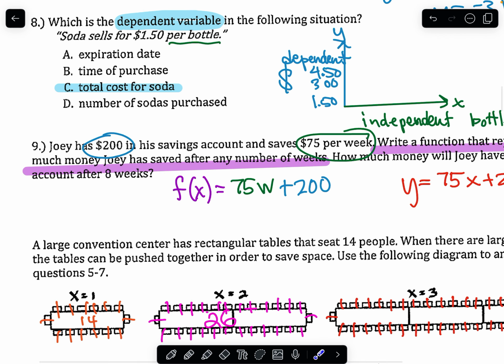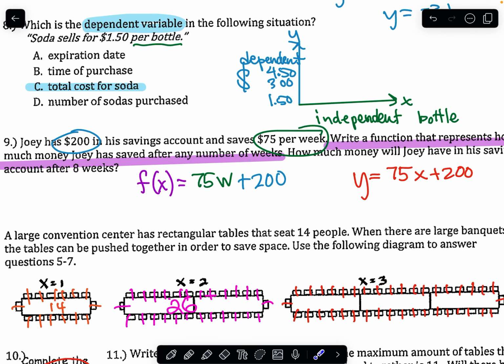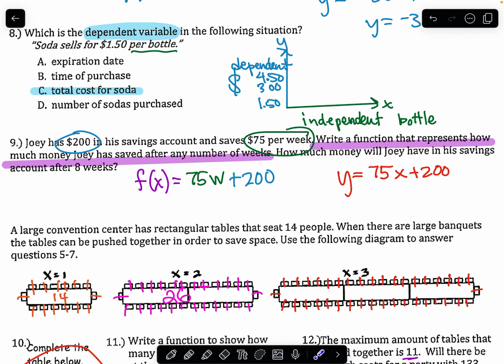On number 9, we're writing a function for Joey in his savings account. He has $200 and he's saving $75 per week. Now, we've been doing a lot of these functions since school started, actually, back when Tia was comparing Truthful Tom with Fair Fred and all those other functions. But now we're just really calling them functions.